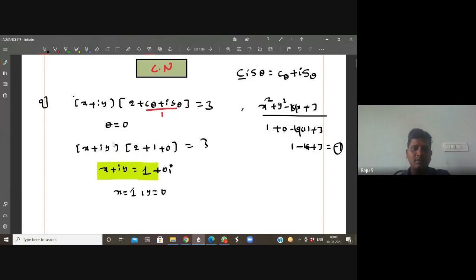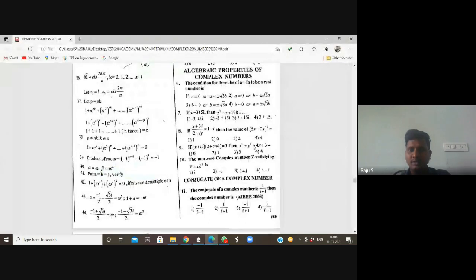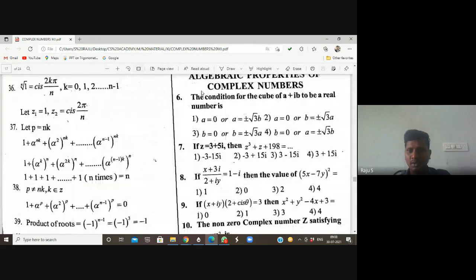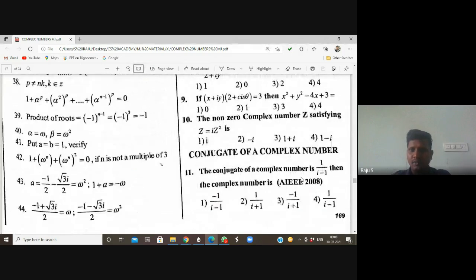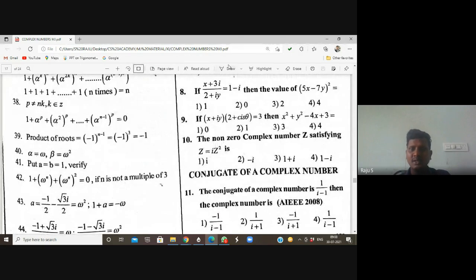So what I have done here: you have to find this x square plus y square minus 4x plus 3. We want to know the x and y value. To find the x, y value, I substituted theta is equal to 0. When I substitute theta is equal to 0, this cis theta becomes 1. When cis theta becomes 1, 2 plus 1 is 3, the 3 gets cancelled. So x plus iota y becomes 1. 1 can be written as 1 plus 0 iota. So comparing both sides, we get the x and y value. Substitute here, and we get the direct answer. Clear, students?